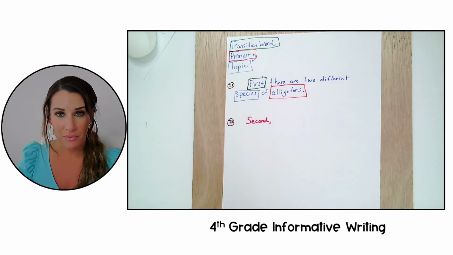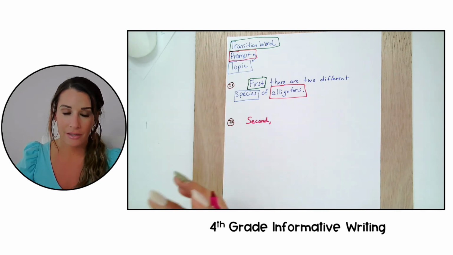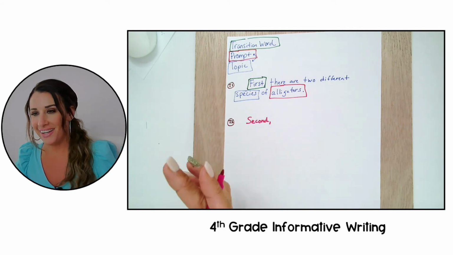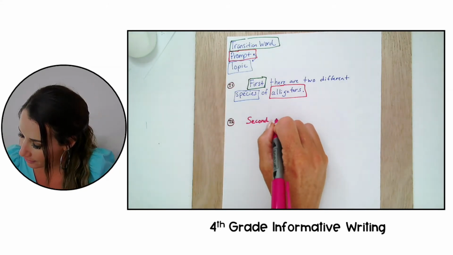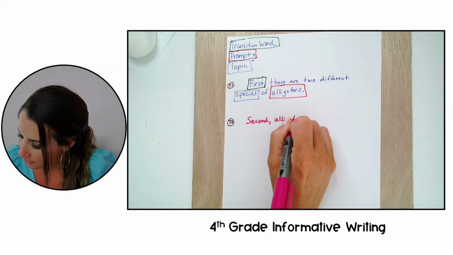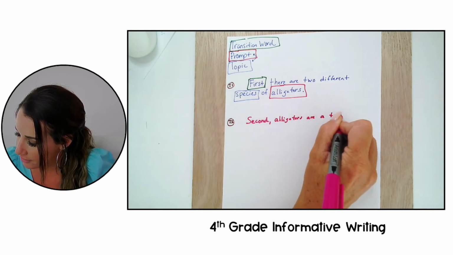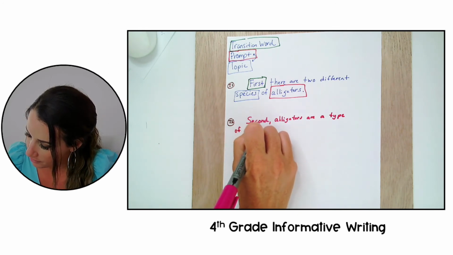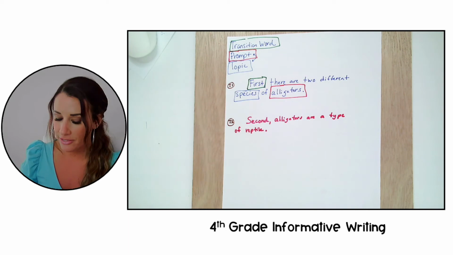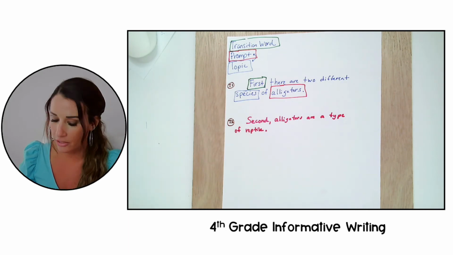I always put a comma after my transition words. And then I have to state the prompt, which is alligators, and the topic, which is reptile. The topic here is that they're a type of reptile. So I'm going to say second, alligators are a type of reptile. Perfect. I didn't just say second, reptiles. I said second, alligators are a type of reptile.